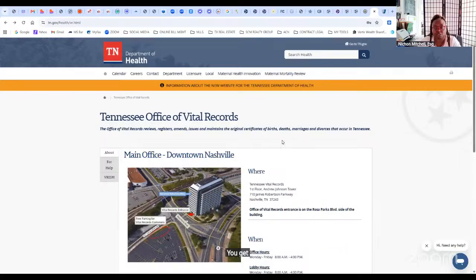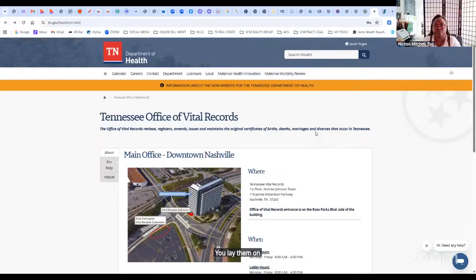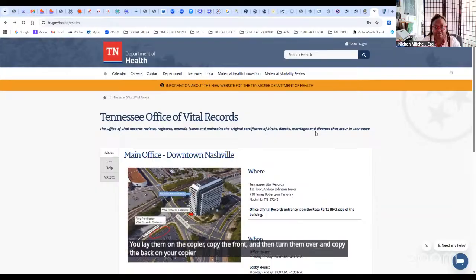You get that from the Social Security Administration. Get those. You should have a copy of your mortgage or a copy of your lease if you're in an apartment. You should have copies of your passport. You should have a copy of every single credit and debit card that you carry in your wallet. You lay them on the copier, copy the front, and then turn them over and copy the back. On a lot of copiers, even the ones we have at home, there's a button that says copy ID, or an option on the printer that says ID copy.